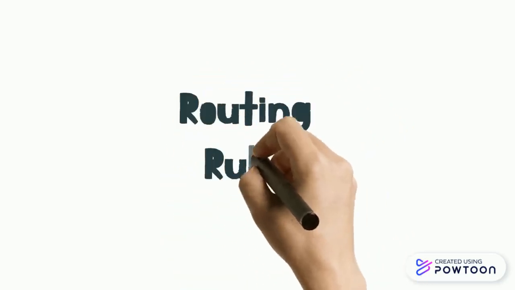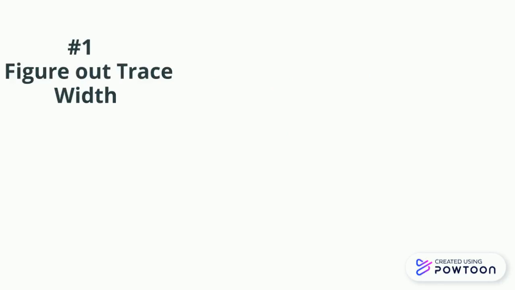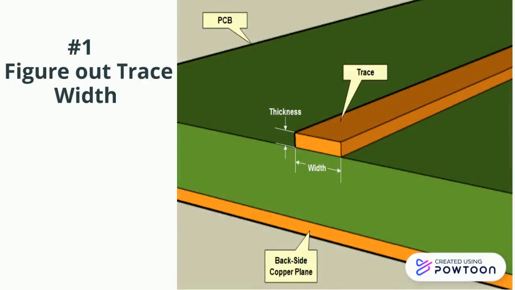Moving ahead with the routing tips as mentioned by Autodesk. Figure out trace width. One of the many ways to reduce the heat buildup on the board. Wider the traces, lesser the resistance encountered by flowing current. Online available trace width calculator can be used for this purpose. Link for one is mentioned in description box.